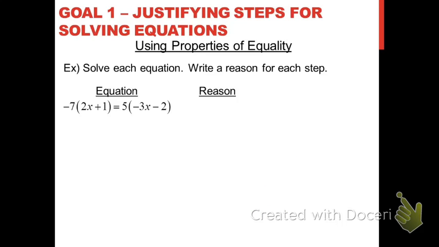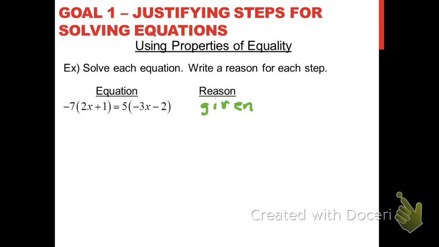Okay, now we have to give a reason why we know the equation we write on the left is true at every step of the way. And of course, the reason we know that negative 7 times 2x plus 1 equals 5 times negative 3x minus 2 is because for this problem, that was given to you. All right, you'll get used to using "given" as a reason quite a lot.